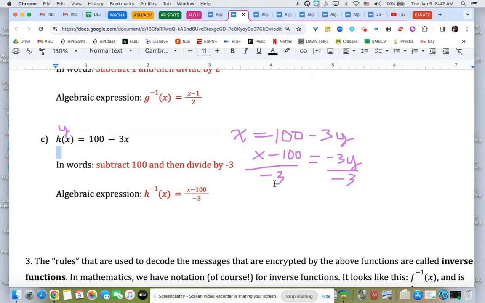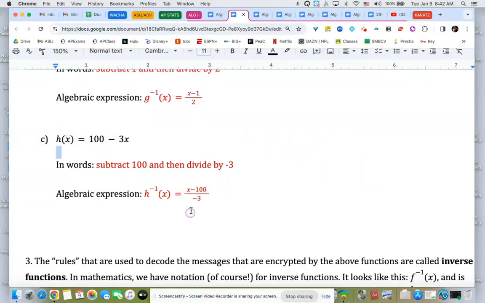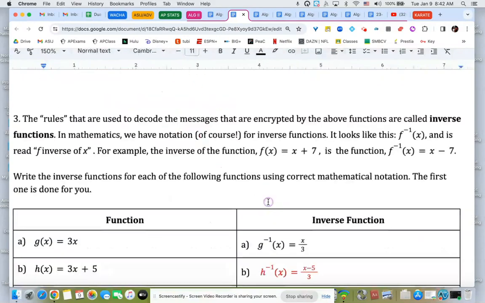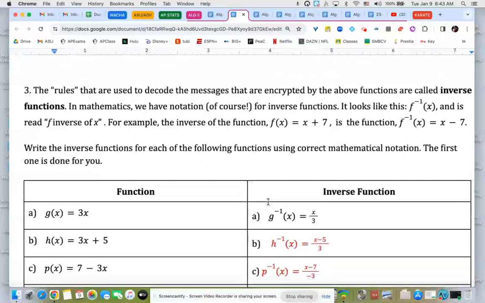Don't forget, you're dividing the whole side. You can think of it as in parentheses if you want. I kind of think of it like that. And then you have y by itself. So that is going to end up with what we have in our answers there, right here. And again, we're using inverse notation to show it's the inverse. It is not the original, which is over here. Okay, so that's the main thing. That's the whole thing. So this is just some more practice, right?